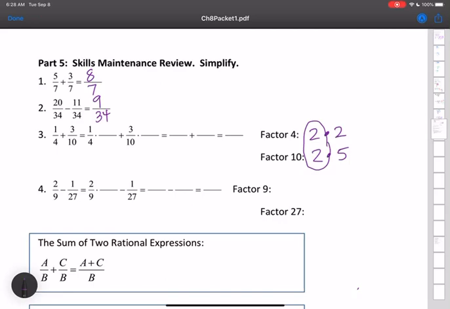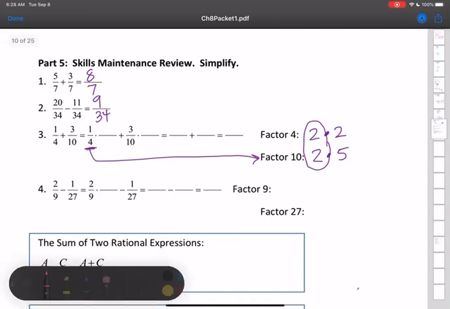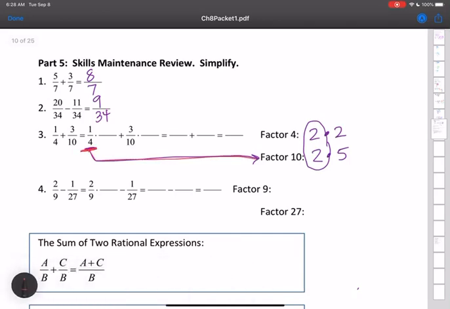So 1/4, we look at the opposite one. Okay, so we have the 4, we look at the 10, and we say, well, which factor is it missing? Okay, so we look at the 4, we go to the other fraction, and we see what factor is it missing, which is a 5. So I'm going to stick a 5 right here. Now we can't just multiply just the bottom by 5. That wouldn't make any sense.